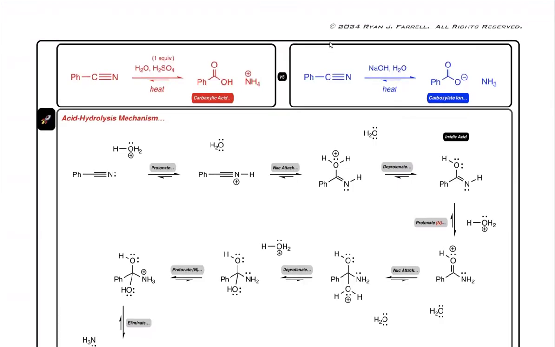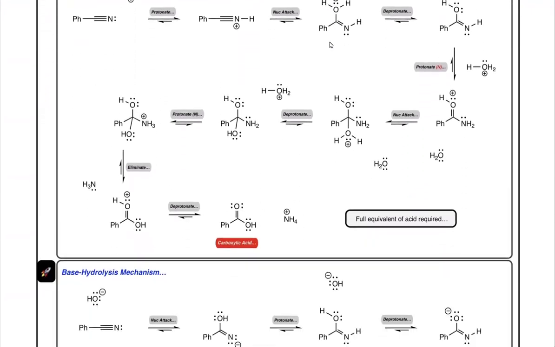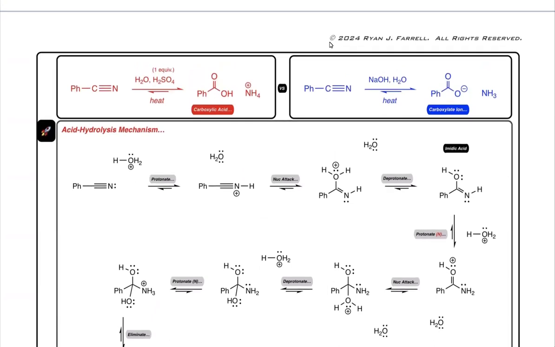In this video, we're going to go through the mechanisms for acid hydrolysis and base hydrolysis of nitriles. So just as an overview, the nitrile functional group is a carboxylic acid derivative, and we can hydrolyze that to a carboxylic acid, wherein you'll visualize the carbon of the nitrile is becoming the carbonyl carbon of the carboxylic acid.